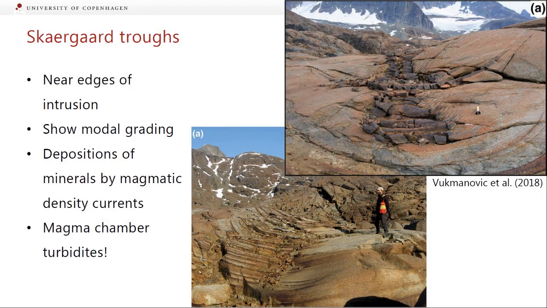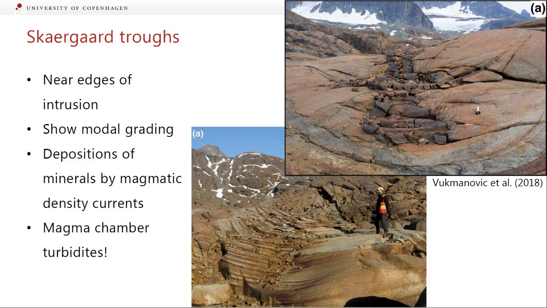Another feature we can see in Skagard are these troughs, near the edges of the intrusion. They're generally coming down from the marginal border series into the layered series. I think these are incredibly cool. You get the same sort of modal grading I was just talking about in the modal layering. You can imagine this like the big turbidite canyon that we saw in Spain. Does everyone remember that huge U-shaped turbidite canyon, filled up with turbidites that have gradations between coarse grains at the bottom and fine grains at the top?